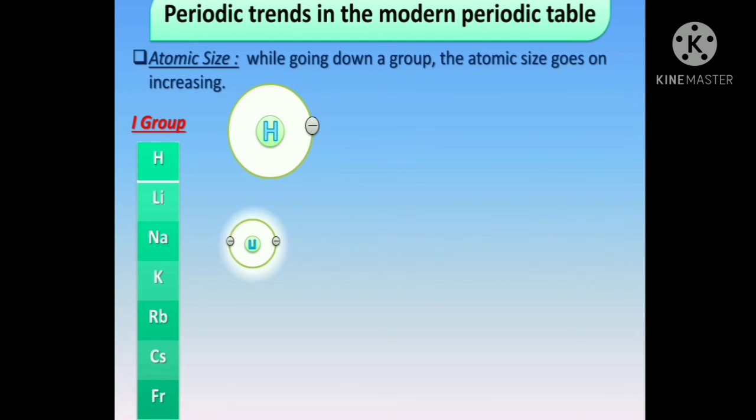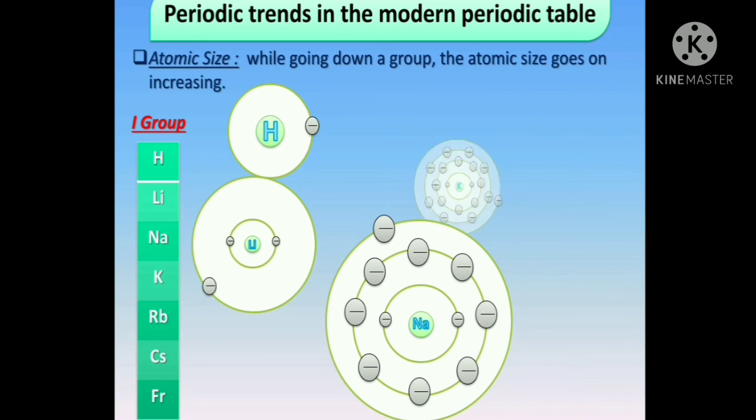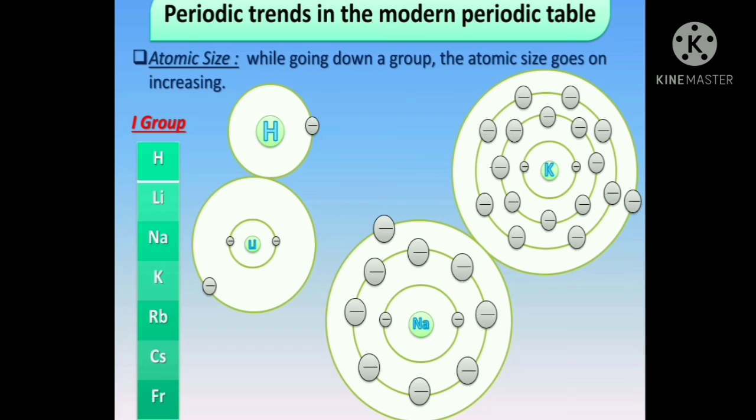Hydrogen, lithium, sodium, potassium. Here I have taken only first 4. What is the difference you can see here, children? Right. You will see that in a group from top to bottom, the orbit, that is the shell, gets added into the atomic size. Hydrogen has only 1 shell, that is K, whereas lithium you will see 2 shells, sodium with 3 shells, and potassium with 4 shells.